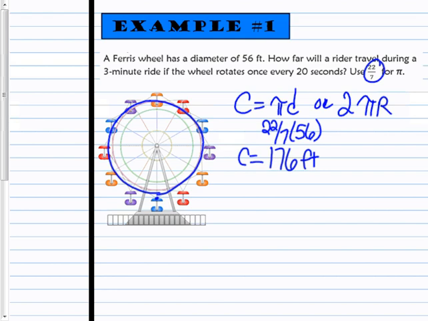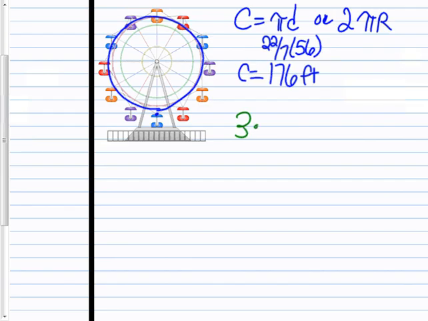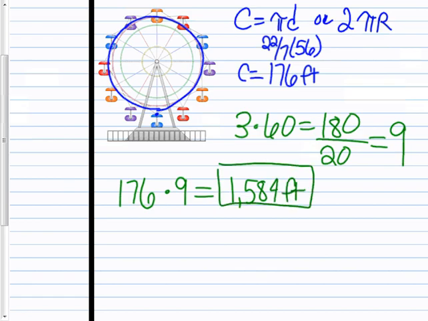However, the problem says that it's a 3-minute ride and it rotates once every 20 seconds. So if we have 3 minutes, how many seconds are in 1 minute? Hopefully you know that it's 60 seconds in 1 minute. That's 180 seconds. If it rotates every 20 seconds, I divide 180 by 20, which is 9. So in 3 minutes, I can go around the Ferris wheel 9 times. So I'm not traveling 176 feet, I'm traveling 176 feet 9 times. So 176 times 9 is 1,584 feet. And that is the distance you would travel.